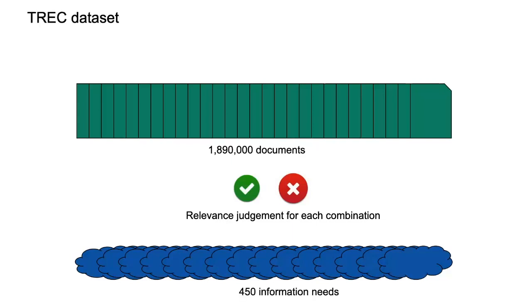Then we had a TREC dataset that had 1,890,000 documents, 450 information needs. So that was an improvement. And so you see, the researchers try to improve and improve and improve and come up with datasets that keep getting better in order to test the systems. This dataset is independent of any system. It doesn't matter if you're doing Boolean querying or whatever. This is just asking people, is this document relevant or not to this information need?